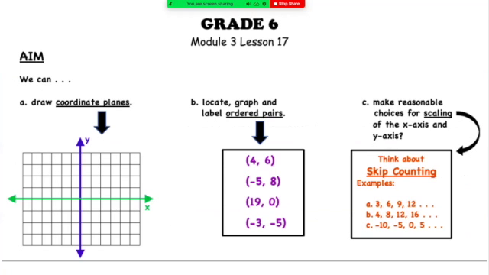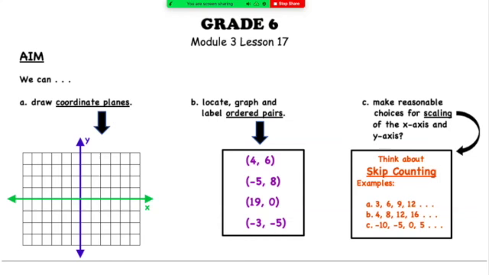Here's another sample, grade 6, module 3, lesson 17. Aim: we can draw coordinate planes. I'm providing a visual of what a coordinate plane is. Locate, graph, and label ordered pairs, providing a visual of ordered pairs. Make reasonable choices for scaling of the x-axis and y-axis. So what I'm doing here is providing them with an example of what scaling would basically involve.